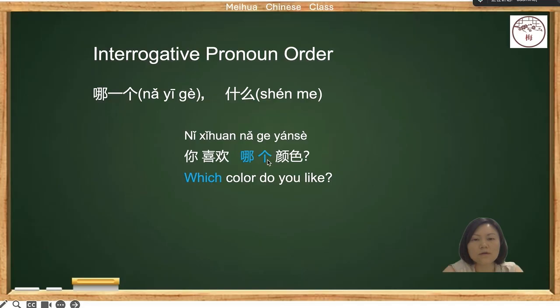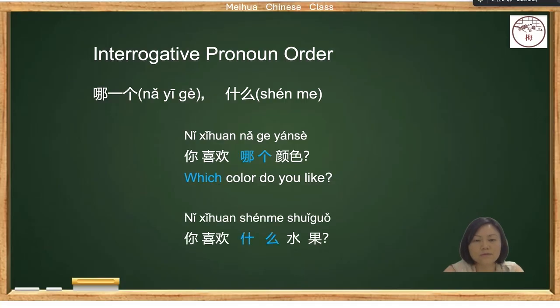See, the interrogative pronoun is in the middle of the sentence, right? It's not at the beginning of the sentence in Chinese. But in English, the pronoun should come at the beginning. Which color do you like? For 什么, what: 你喜欢什么水果? Okay, but in English we should say, what fruit do you like?